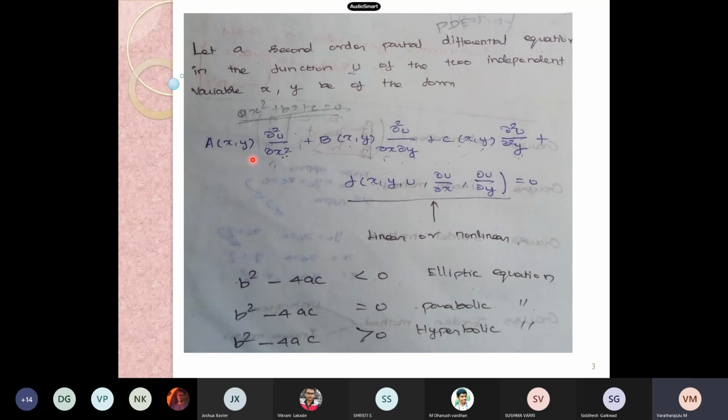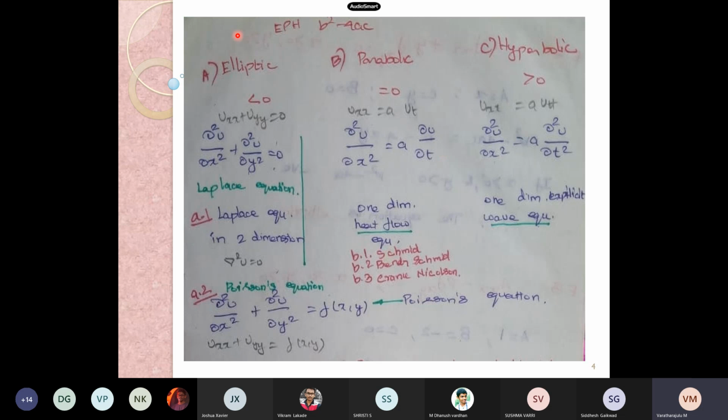Very importantly, the term a is associated with dou square u by dou x square, and the term b is associated with the partial differentiation of dou x dou y, and c is the term which is associated with dou square y. So when we are concerned about these a, b, c, when b square minus 4ac is less than 0, then that type of equation is called an elliptic equation. If it is equal to 0, then that is parabolic. If it is greater than 0, then that is a hyperbolic equation. See the elliptic, parabolic, and hyperbolic equation.